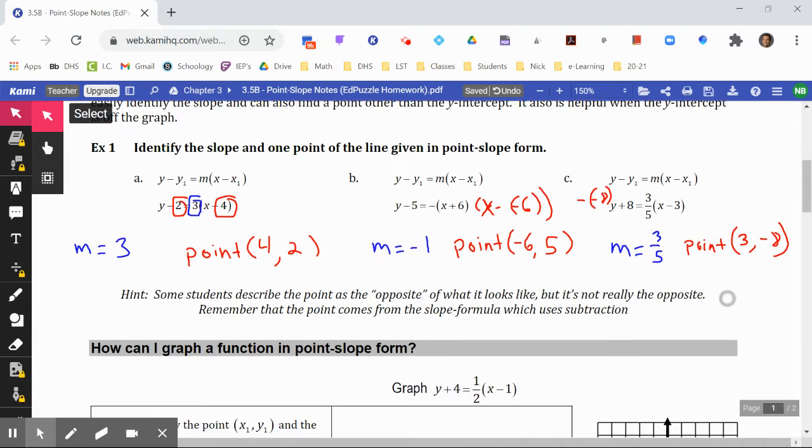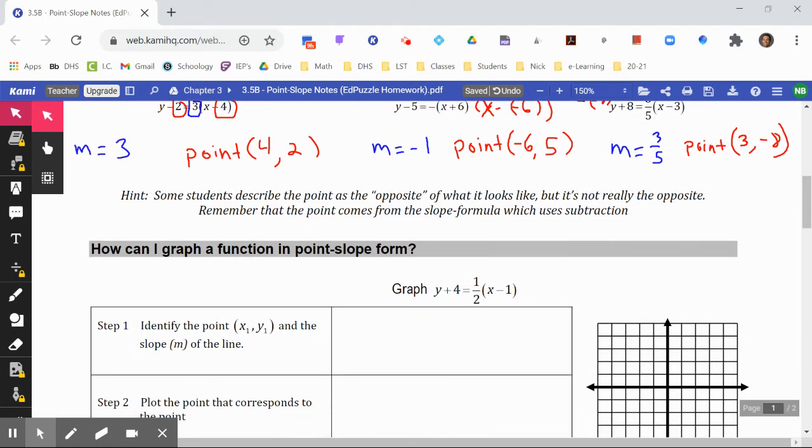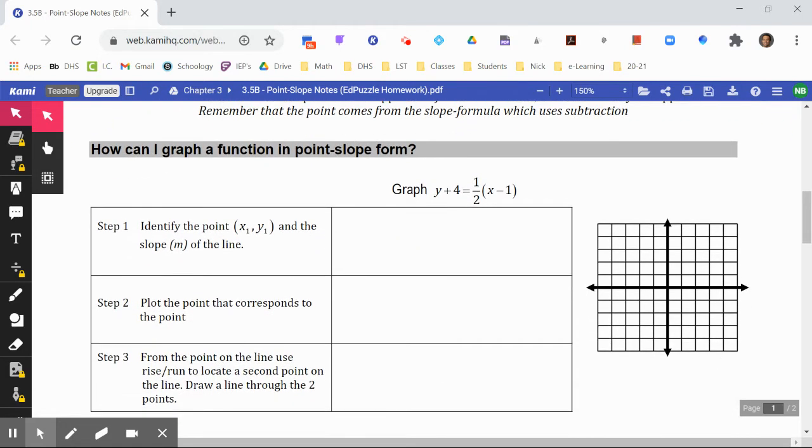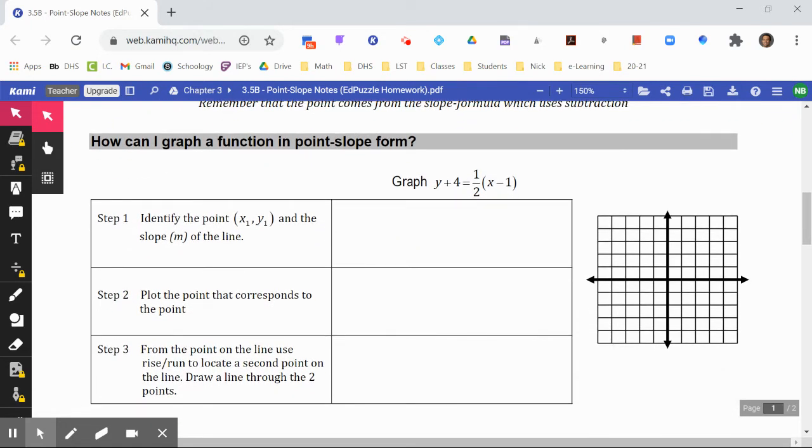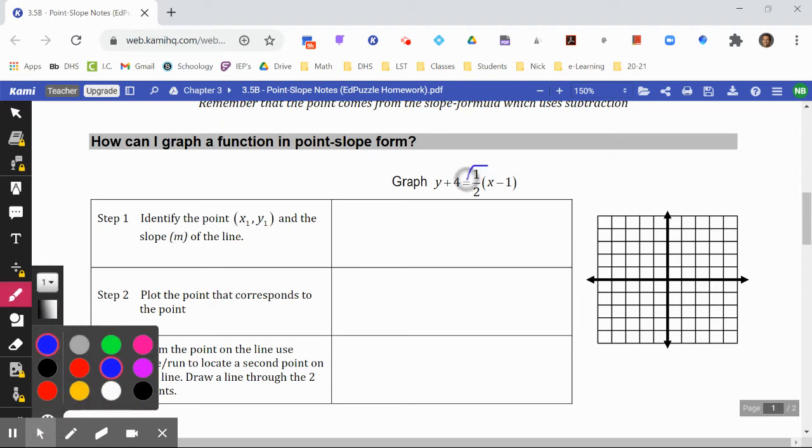All right, so now let's look at the steps to graph. Step 1 says to identify the point, our x1, y1, and the slope of the line. So our equation here is y plus 4 equals 1/2 times x minus 1. Well, again, let's start out with finding that slope. That slope is going to be that number outside of my parentheses, kind of attached to that x. So my m, or my slope, is 1/2.